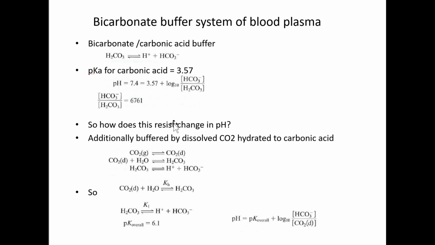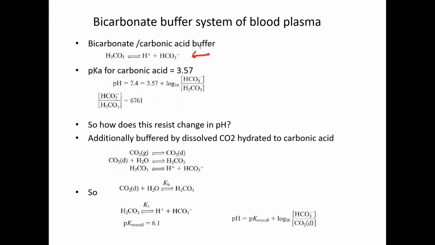I want everyone to spend a little bit of time researching the bicarbonate buffer system of blood plasma, because it's particularly relevant to what we've been speaking of: buffering and the stability of biological function. Our primary system for buffering or stabilizing the pH of our blood is the bicarbonate buffer system.